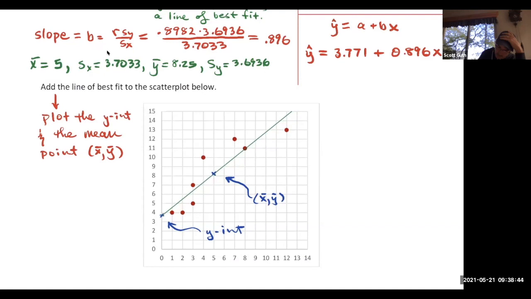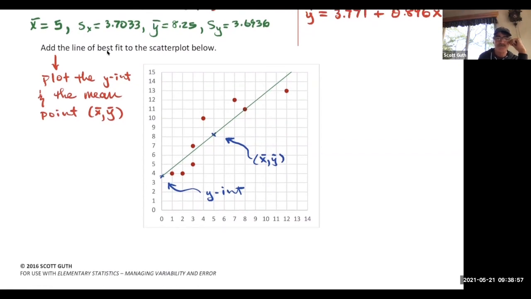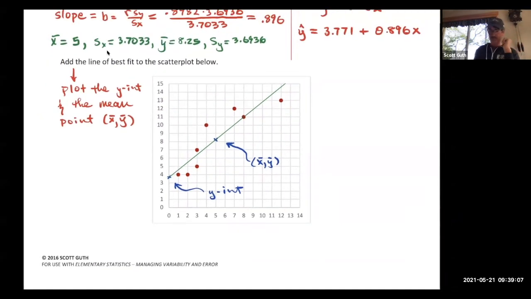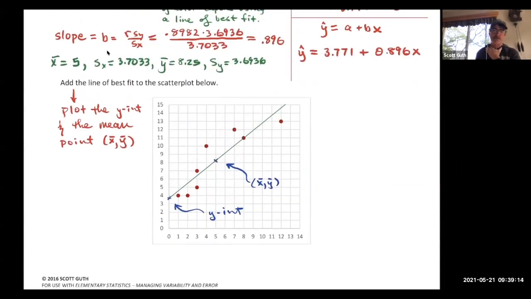So on an exam, I'm not sure what I'll do with that, whether I'll have you do it on scratch paper or just pick the right graph from a multiple choice question, one of those. If it was a multiple choice question, you'd try and make sure that the mean point is graphed right and the y-intercept is graphed right. But I haven't thought about that yet. Somehow I want you to be able to graph one of these lines. Okay, super easy. Any questions?